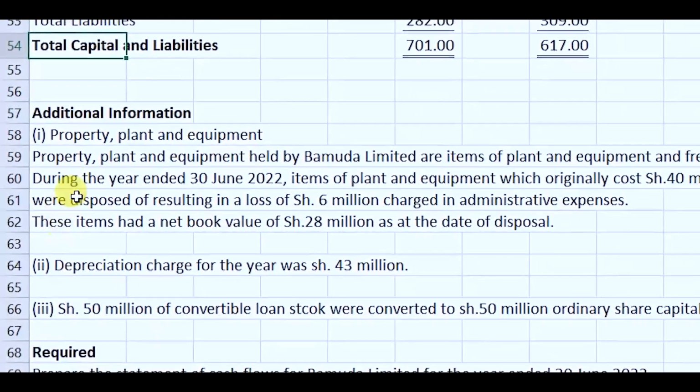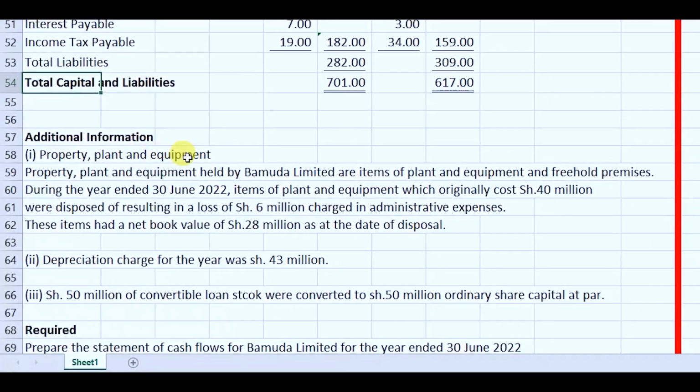Additional information. Number 1, property, plant and equipment. The property, plant and equipment, PPE, held by Bermuda Limited are items of plant and equipment and freehold premises. During the year ended 30th June 2022, items of plant and equipment which originally cost 40 million shillings were disposed of, resulting in a loss of 6 million charged in administrative expenses. These items had a net book value of 28 million as at the date of disposal. Number 2, depreciation charge for the year was 43 million.